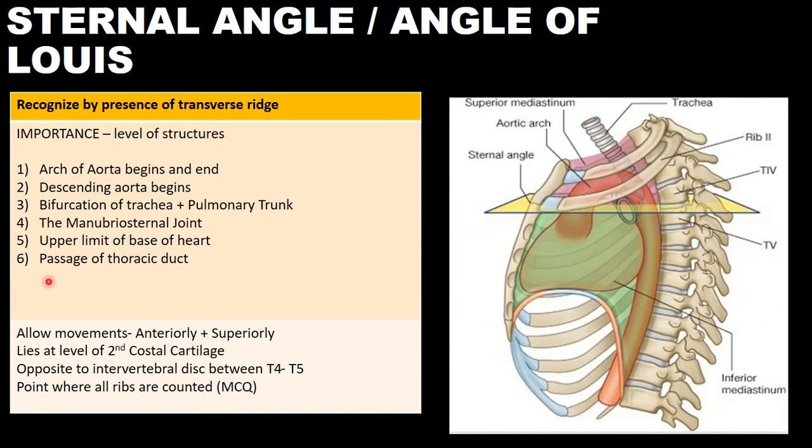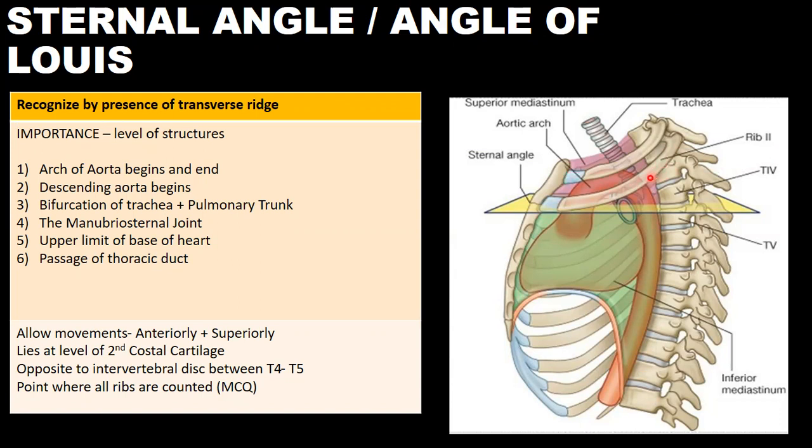This marks the level of a number of anatomical structures. Here you see, this is our sternal angle. The anatomical structures at this level: first is the second costal cartilage, which is attached to our second rib. You can see in the diagram that it articulates on either side with the sternum. This is our sternum, this one is our costal cartilage, and here we have the second rib.